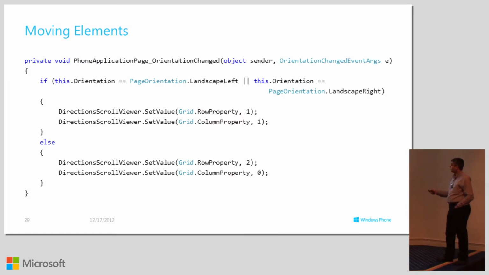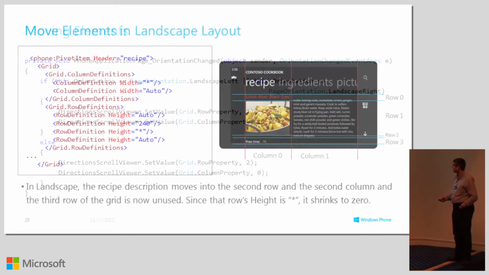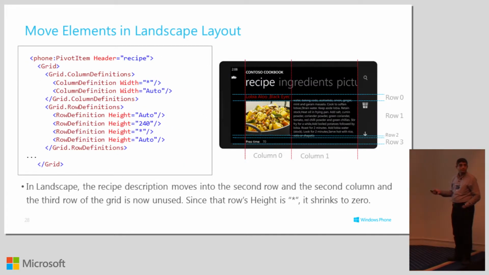See here, we can move elements. So I can set the text property to the row property 1, or I can set it to 2 and column 0, right? So this, yeah. This one? Yeah.